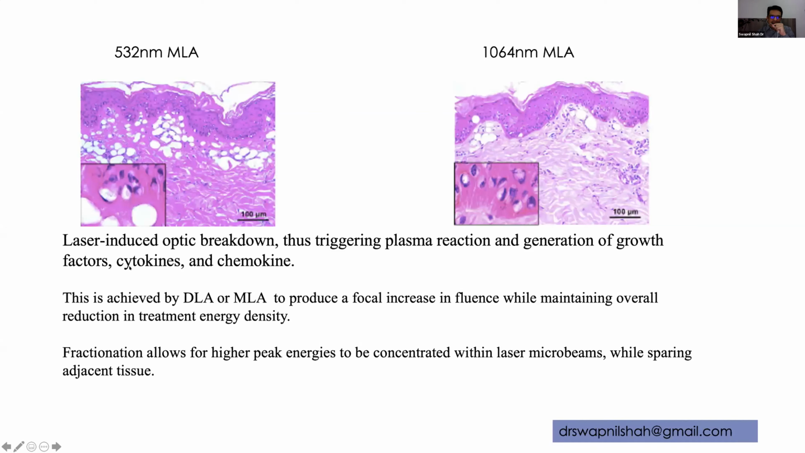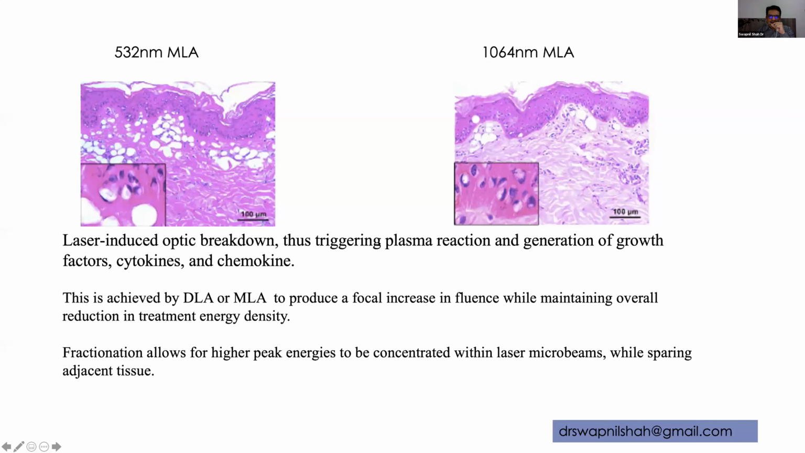What is a multi-lens array? Laser-induced optical breakdown triggers a plasma reaction and generation of growth factors, cytokines, and chemokines. This is achieved by a diffractive lens array or a micro lens array to produce a focal increase in the fluence while maintaining an overall reduction in the treatment energy density. So it is going to be safe but aggressive. Fractionation allows higher peak energies to be concentrated within the laser microbeam while sparing the adjacent tissue, that we know.